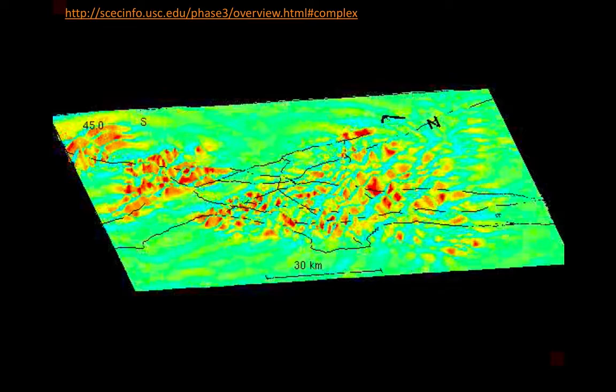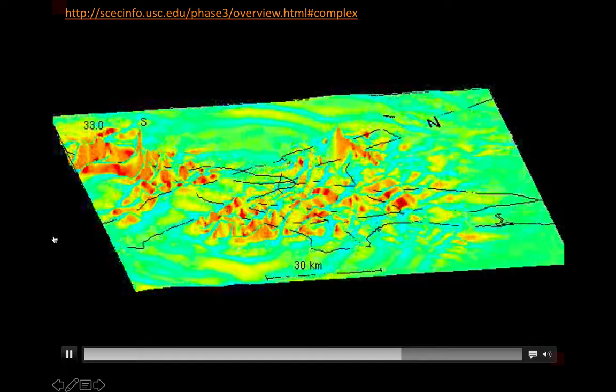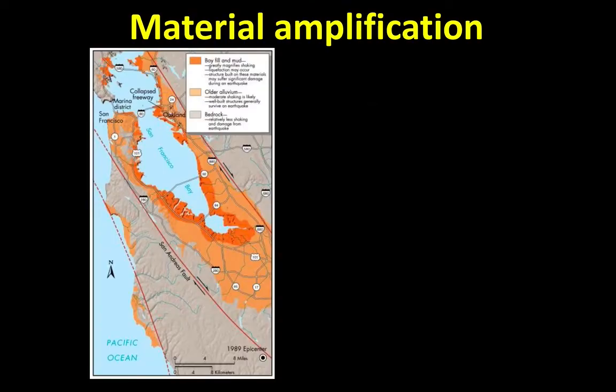There we go. That is the more realistic depiction. And this is the kind of stuff that earthquake modelers have to actually model. So let's look at some examples in the real environment. This is the San Francisco Bay.